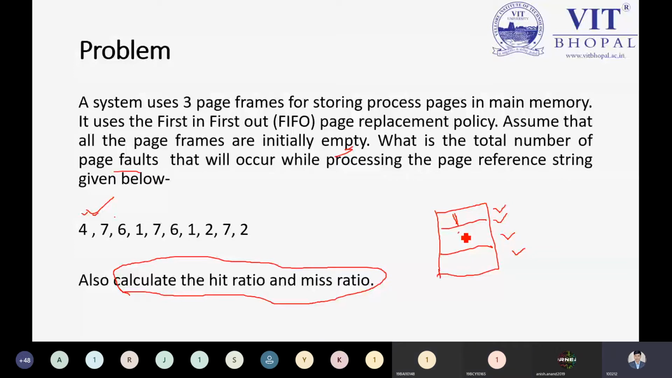Okay, I have the solution on the next slide. But before that, you are saying that the total number of page faults is 6. Yes, sir. Any student who has a different answer, please let me know. Or are all students getting the same answer? Same answer, yes, sir.